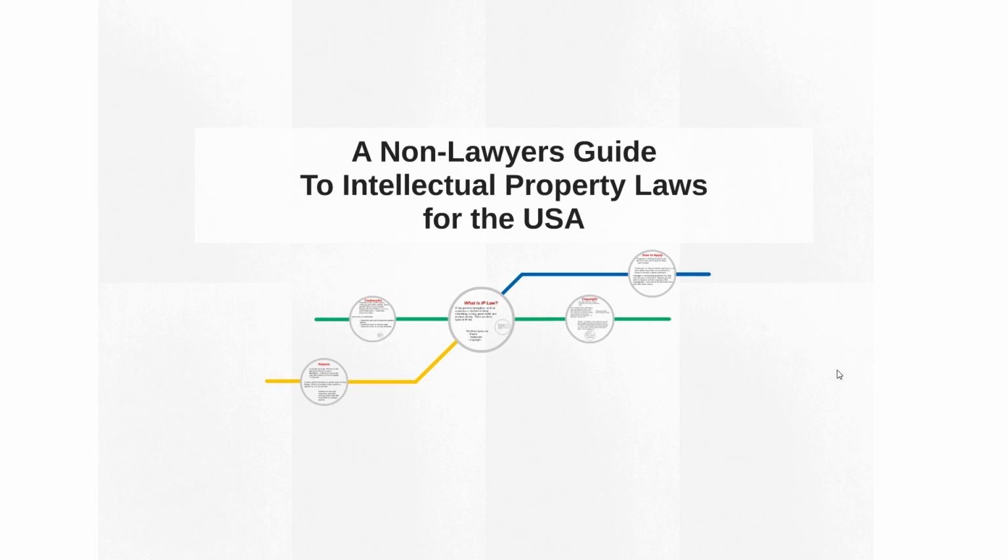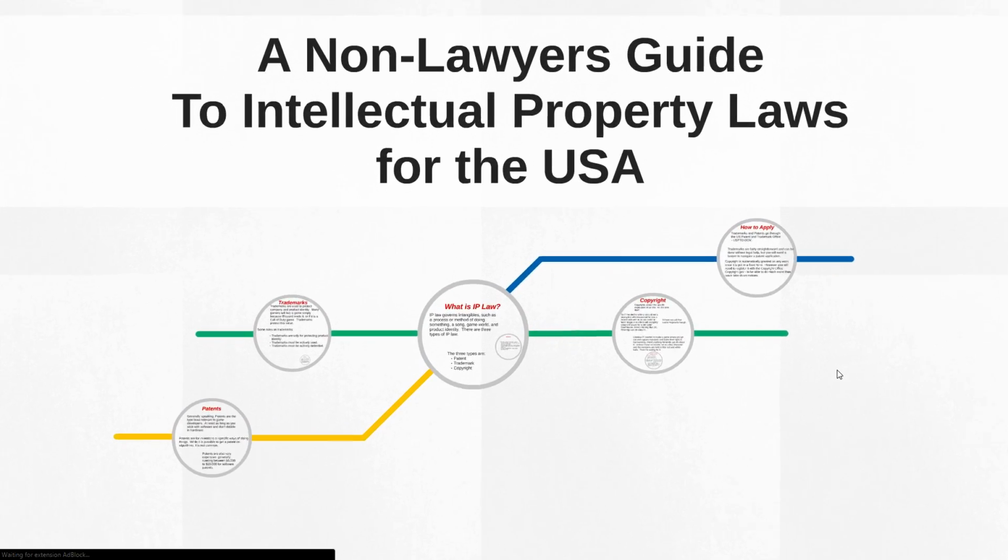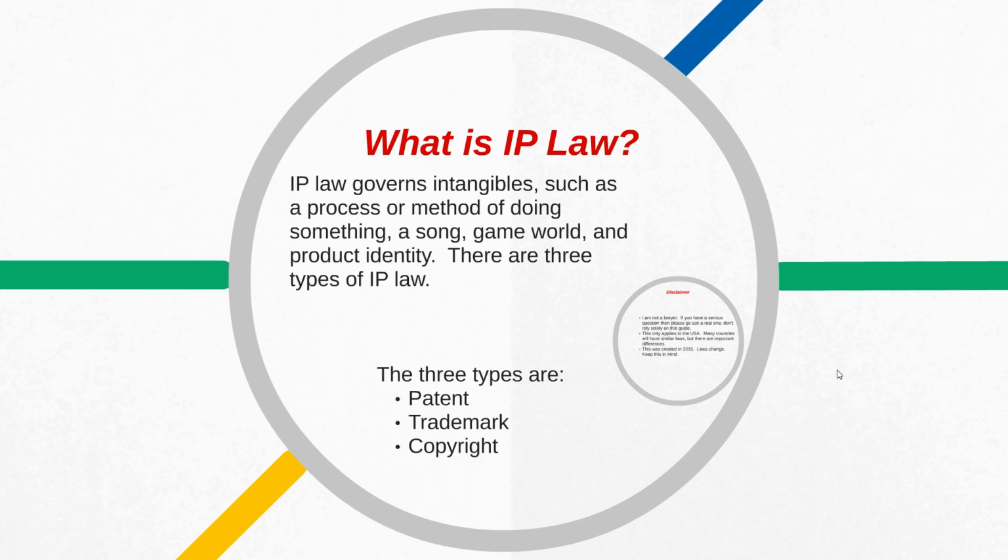So, first of all, what is intellectual property law? Intellectual property law is the law that governs ownership of intangible things, such as a story or a song or a process of doing something, the goodwill associated with the company's name, these kinds of things. That's what intellectual property law covers.